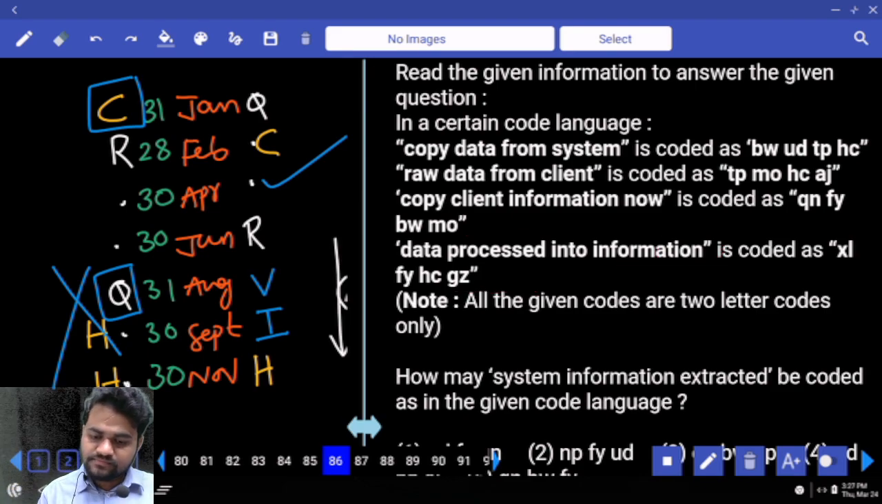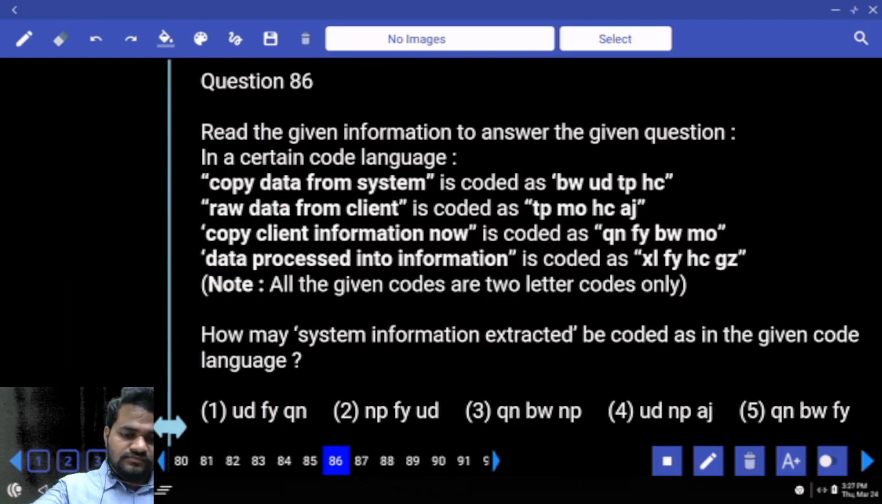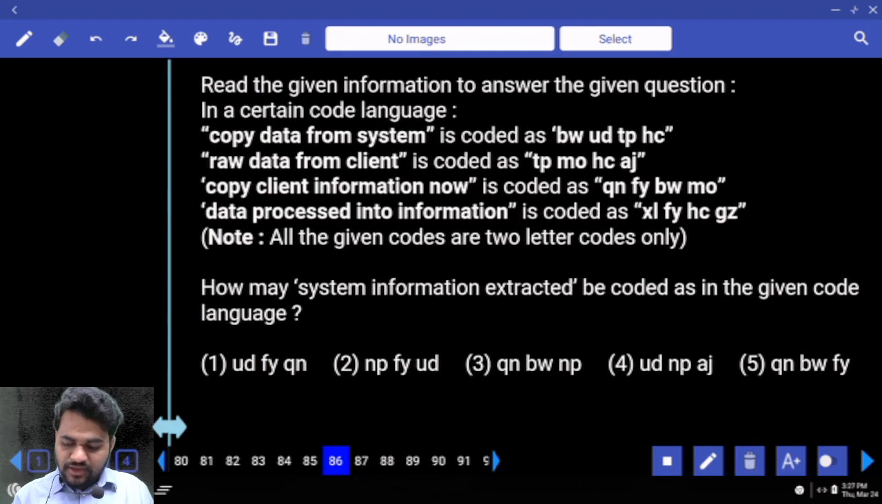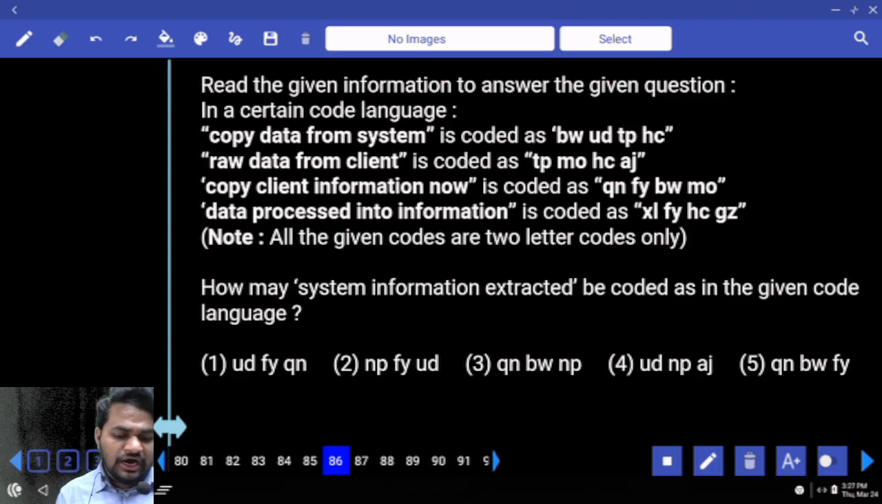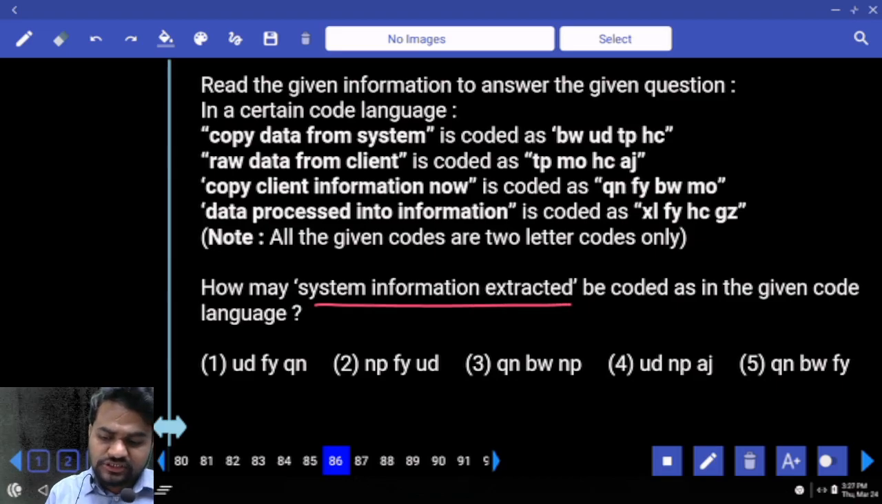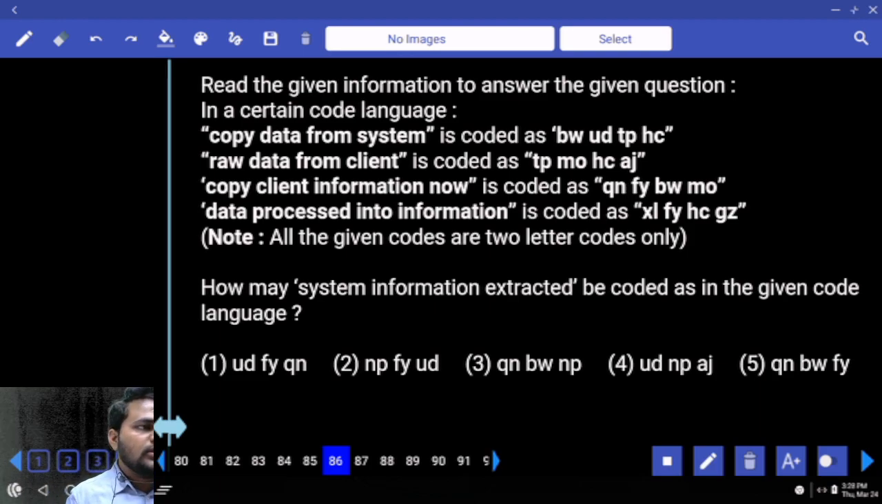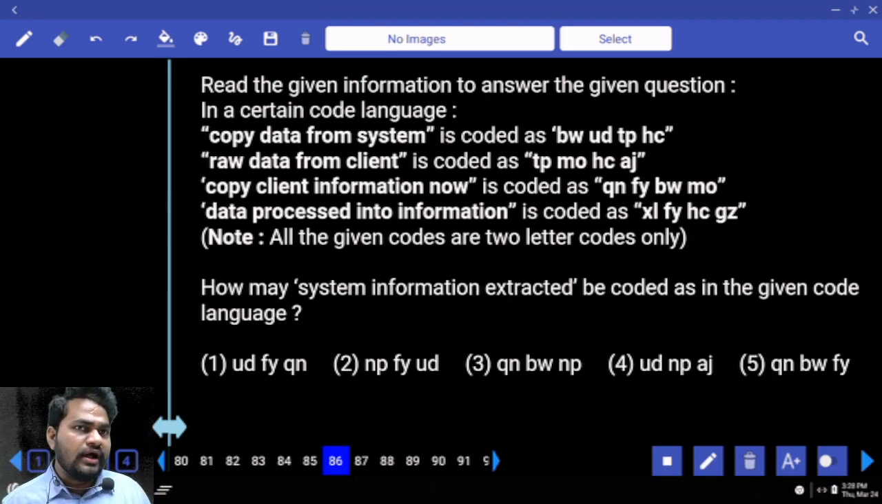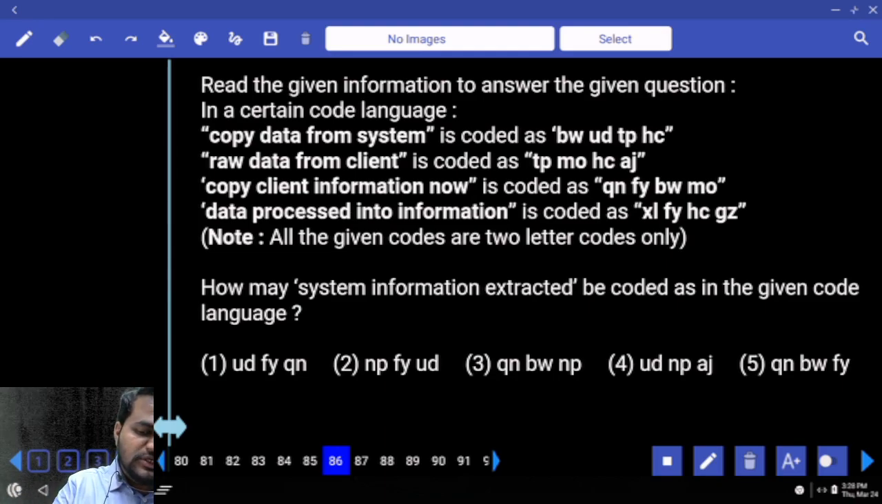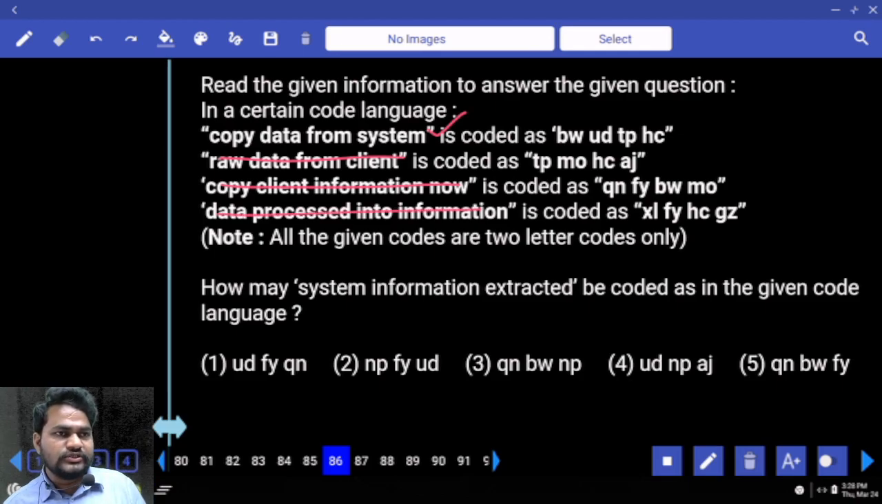Next, 86, coding and decoding. How may system information extracted be coded as in the given code language? Let us find out decoding of all these words one by one. System is presented in first line. System is not presented in second line. It is not available in third line. It is not available in fourth line also. Yes, system is available in only first line.